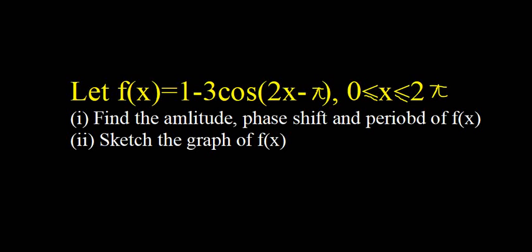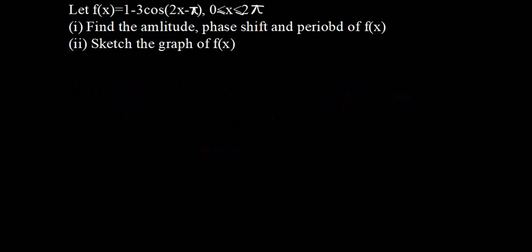Let's go over this problem. Let f of x be equal to 1 minus 3 cosine of 2x minus pi, and we want to find the amplitude, the phase shift, the period of the function, and then be able to sketch it. So how do you start with this one?